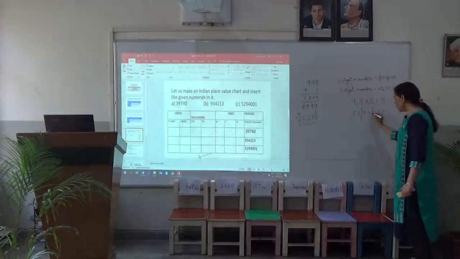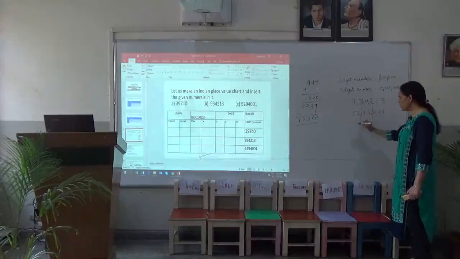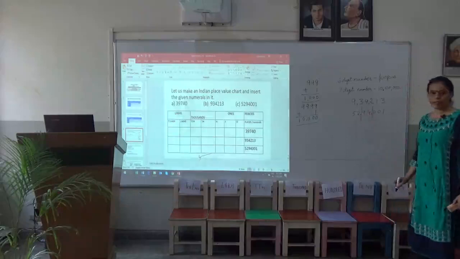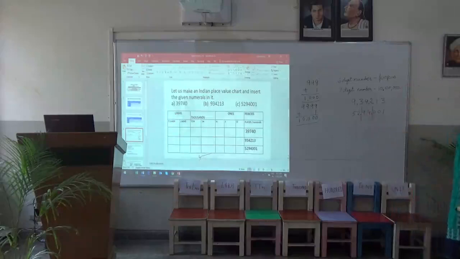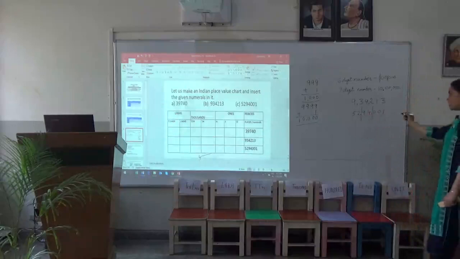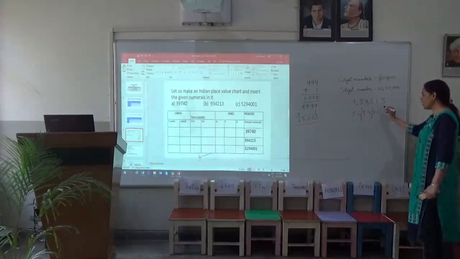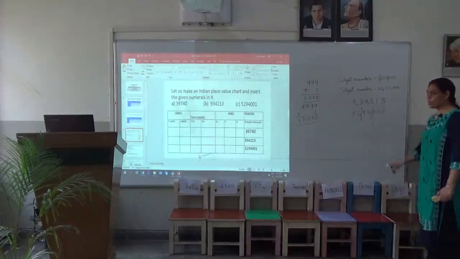Now my first period would be here, second period would be here. So I can easily read the number. 52 lakhs. How many thousands? Yes, 94,000. And there is no 10, no hundreds. So we have just got 1 ones. So we read it as 1.